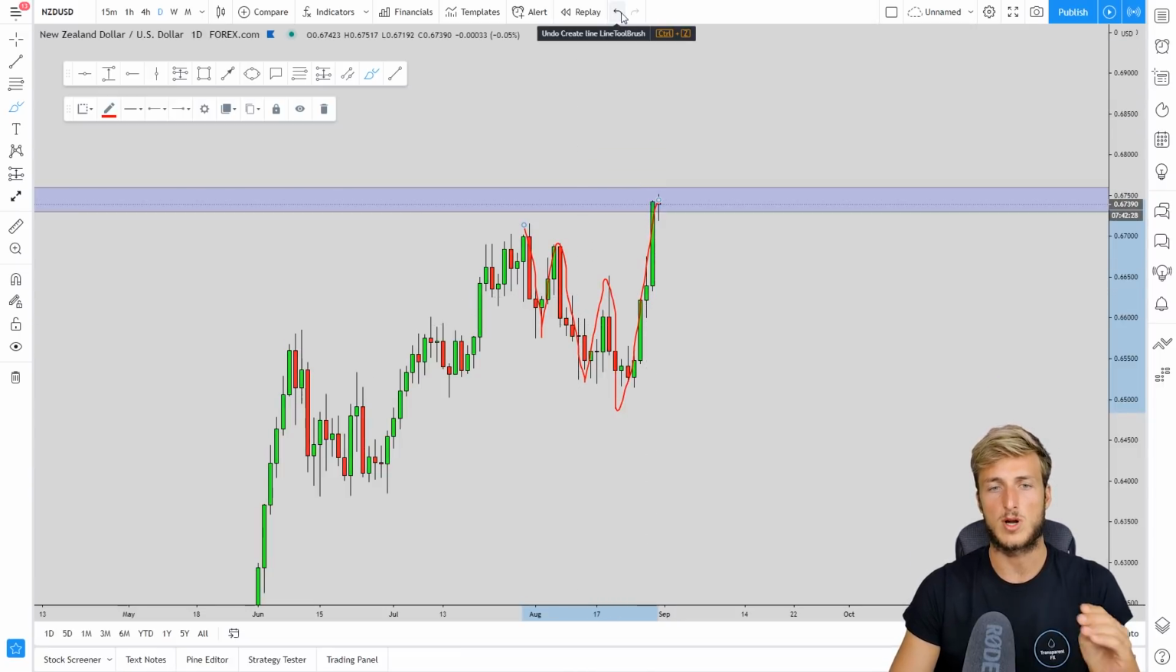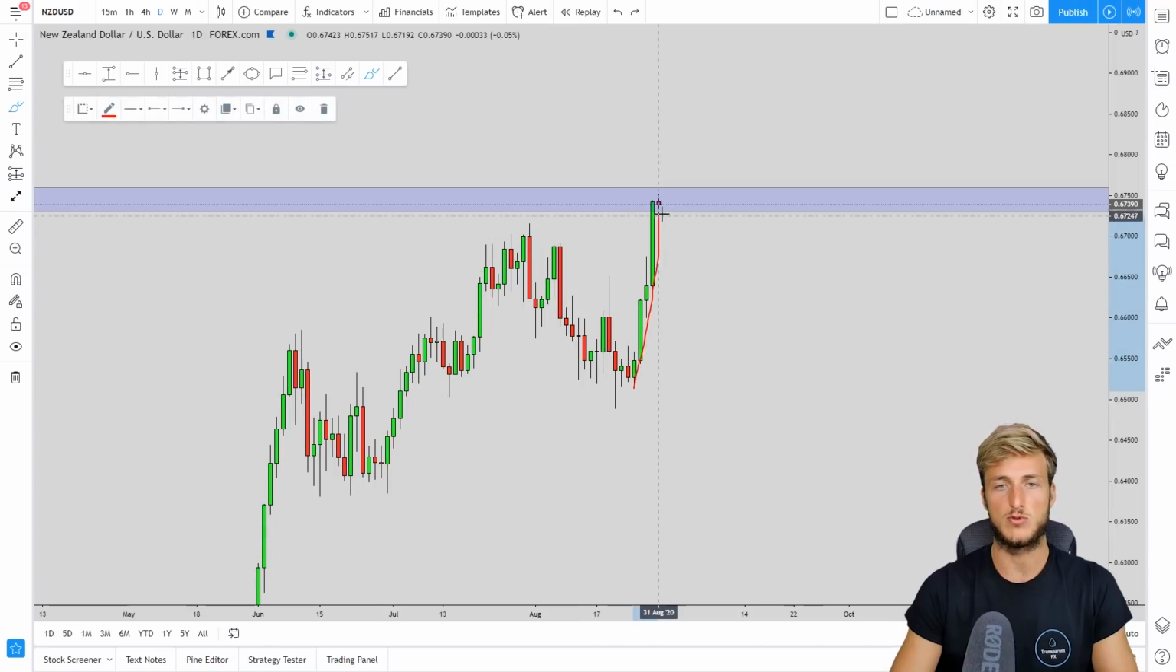Now, going back to our analysis, in creating this move to the upside that is currently testing the supply that we have on the monthly, inside of this area, what kind of pattern has the market created on the daily?